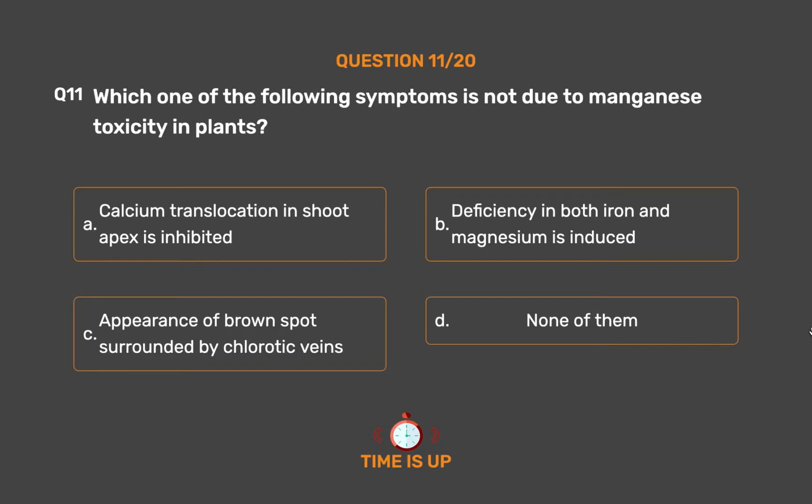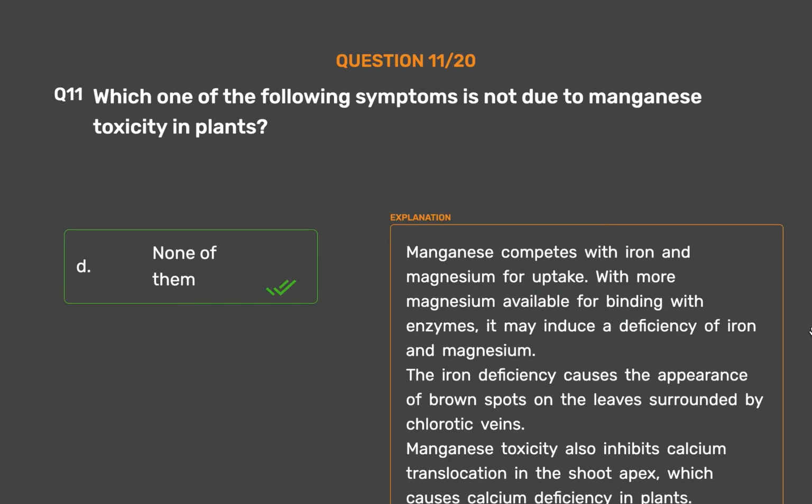The correct answer is option D. None of them. Manganese competes with iron and magnesium for uptake. With more magnesium available for binding with enzymes, it may induce a deficiency of iron and magnesium. The iron deficiency causes the appearance of brown spots on the leaves surrounded by chlorotic veins. Manganese toxicity also inhibits calcium translocation in the shoot apex, which causes calcium deficiency in plants.